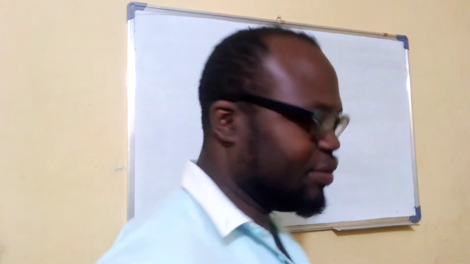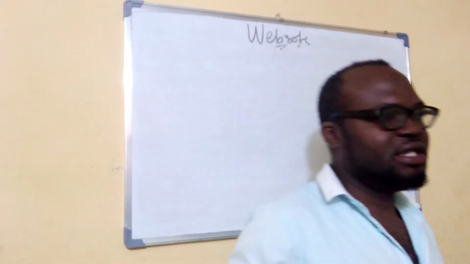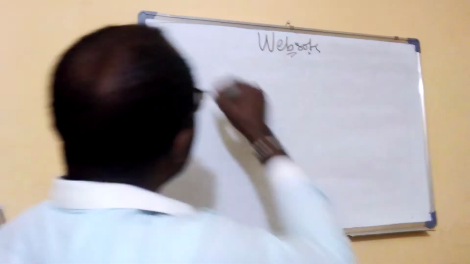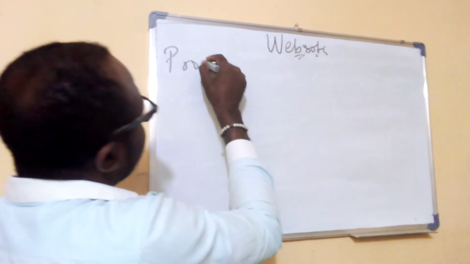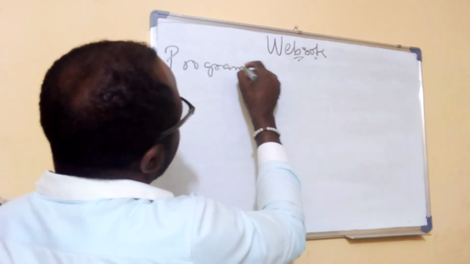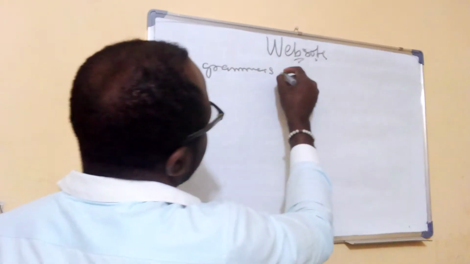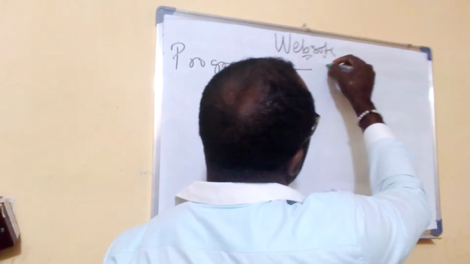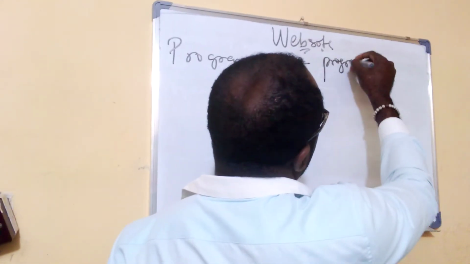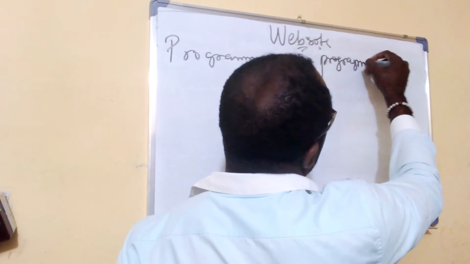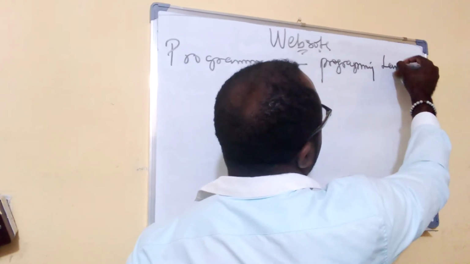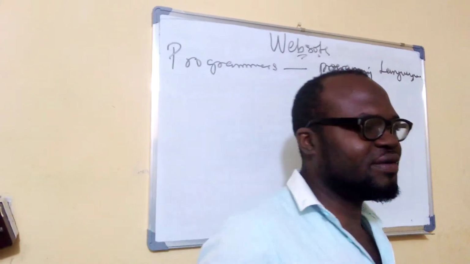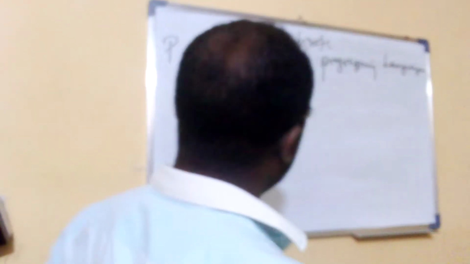If you want to be able to design a website, you have to be a programmer. You have to be a what? Programmer, because the people that develop websites are programmers. So how do you become a programmer? By learning a programming language. So what are these programming languages that you can learn in order for you to become a programmer?